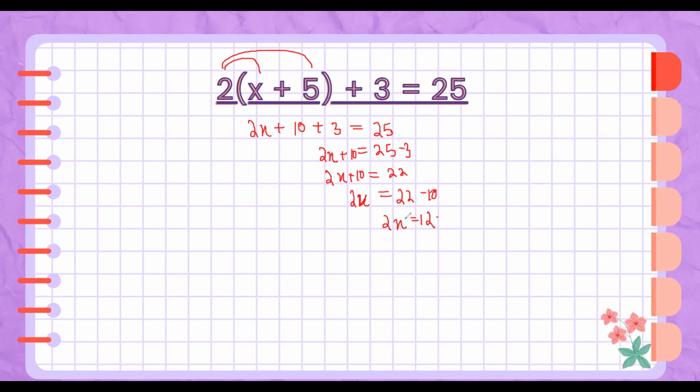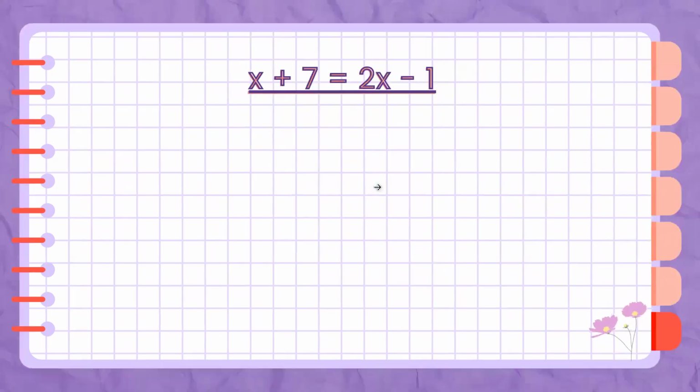As on the left hand side, 2 is multiplying with x, on the right hand side it will be dividing. So x at last will be 12 divided by 2, which is equal to 6. Hope you guys understood it. And let's move on to another equation.